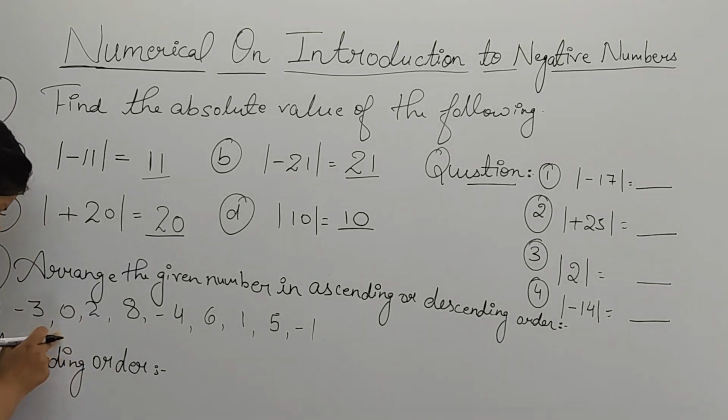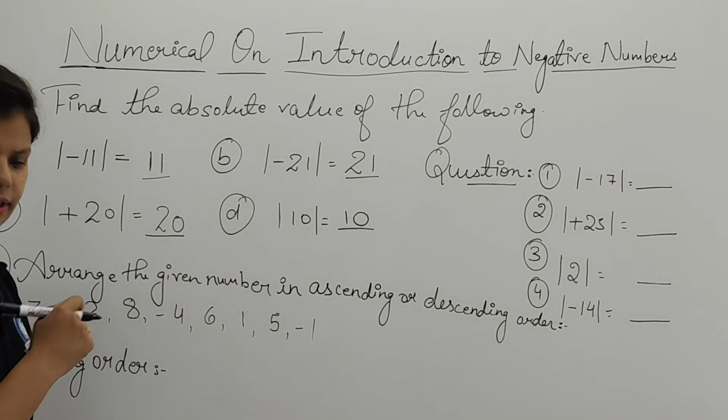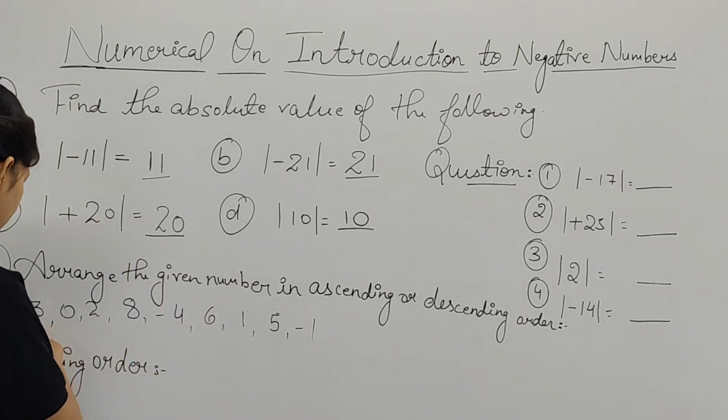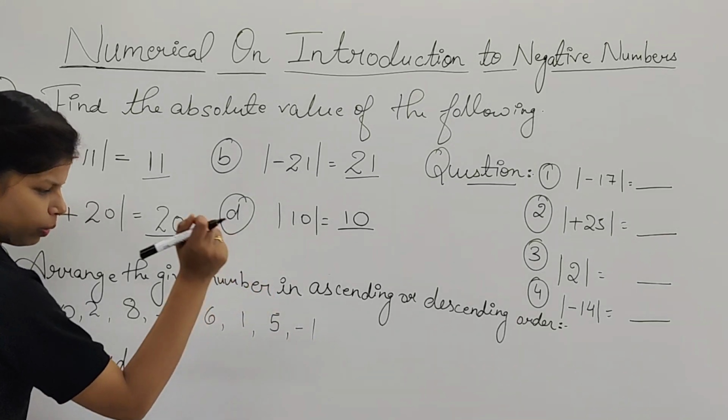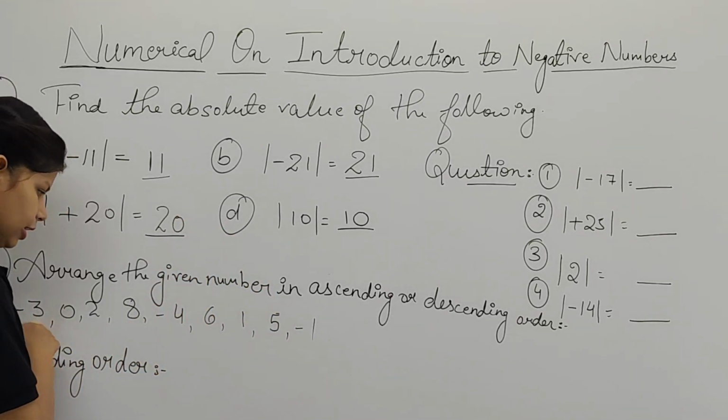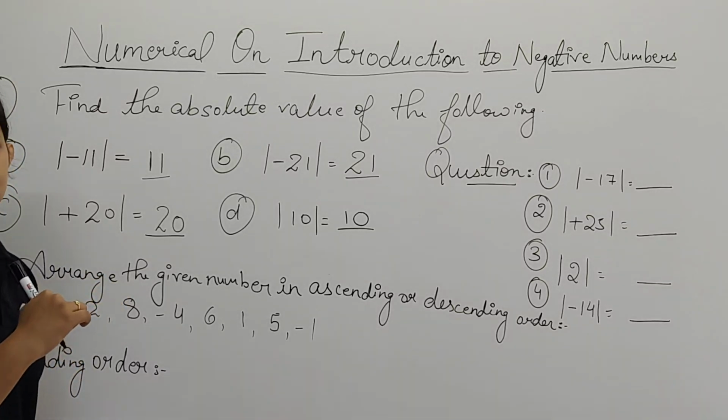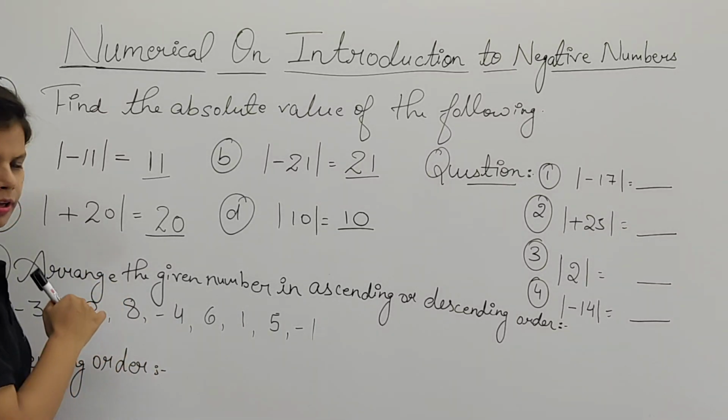Now you can see we have to arrange in ascending order. Ascending order means what? Smaller to bigger. First of all, let's take minus 3, 0, 2, 8, minus 4, 6, 1, 5, minus 1. That means here we have 3 negative integers, and all the rest of the numbers are positive integers.